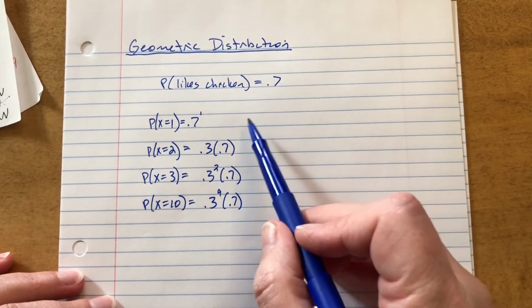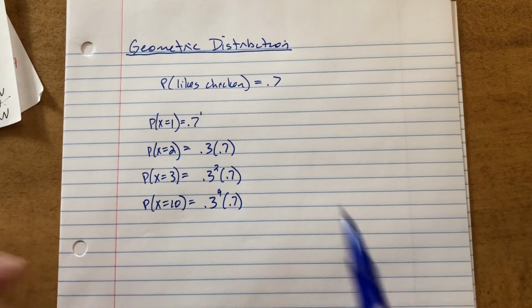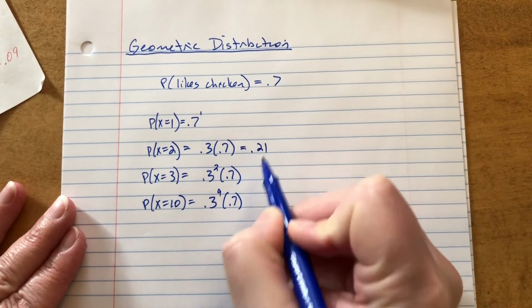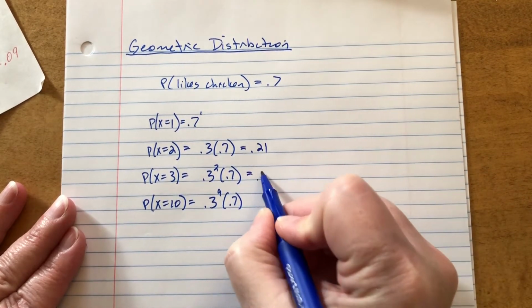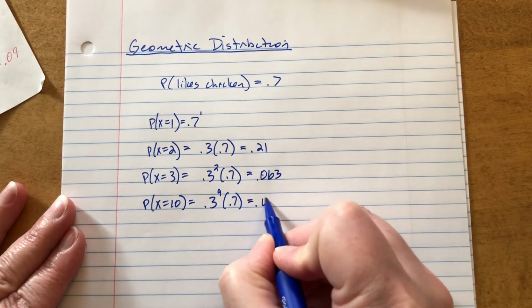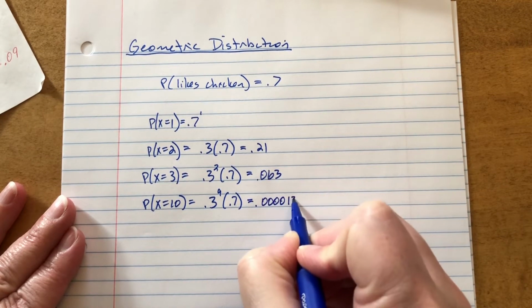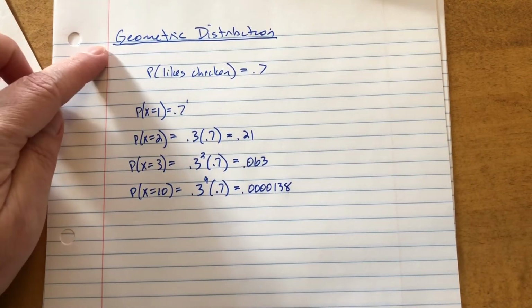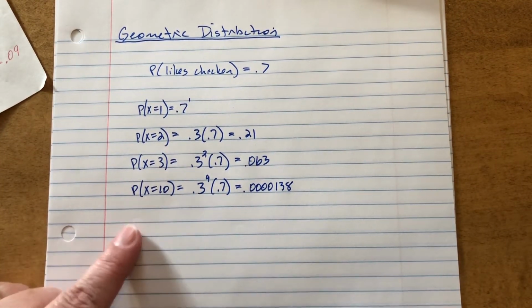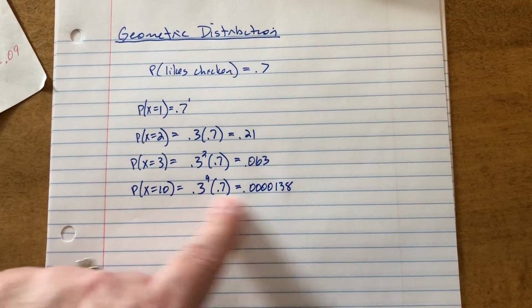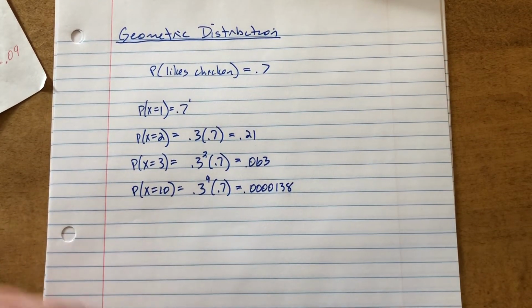Now, I can do these as a little shortcut. I'm going to write down these probabilities. Of course, this is 0.21, this is 0.063, and this is very small, 4138. But I can also use a geometric distribution in my calculator to do this a little faster. Not that this isn't fast. I would totally do this. I wouldn't even worry about the geometric PDF, but I'm going to show it to you anyway.